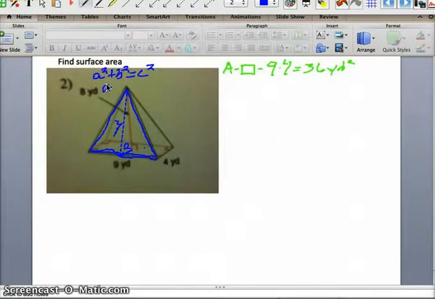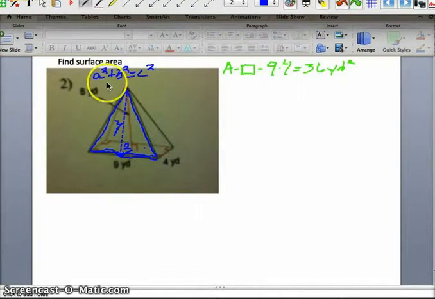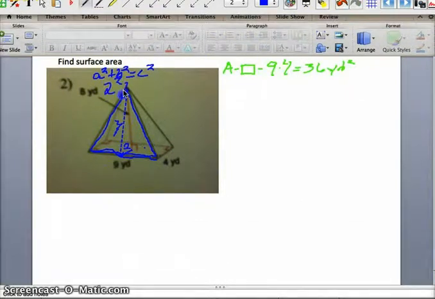So I'm going to end up with 2 squared plus 8 squared equals c squared. And we know that 8 squared is 64, and 2 squared is 4. So 64 and 4 makes 68. Therefore, to find out what c is, c is going to equal the square root of 68.